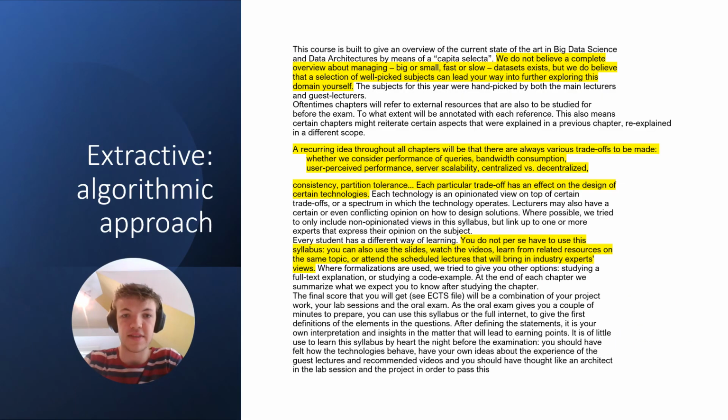So if you take a look at the original text again, we can see that every sentence which is highlighted here is actually appearing as well in the summary, which means that extractive text summarization will literally extract sentences from the original text and will not make it up on its own.